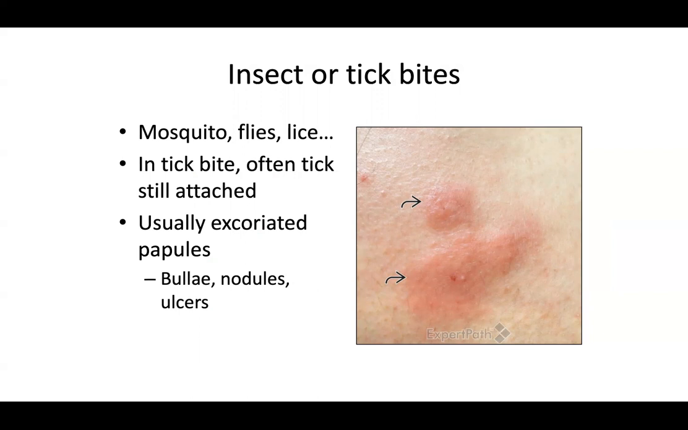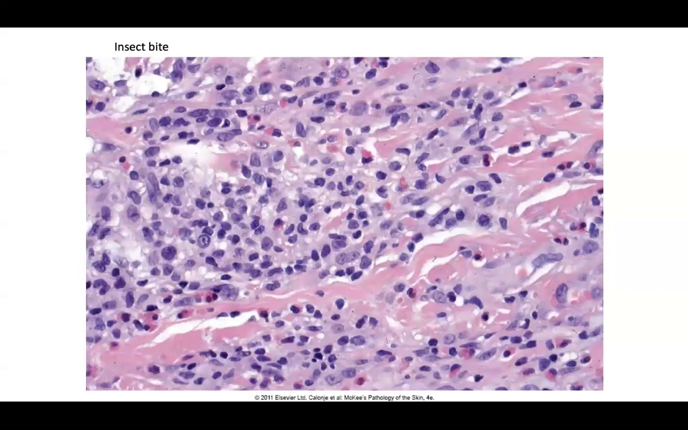It's pretty entertaining. So usually you can see excoriated papules, bullae, nodules, and ulcers, depending on how robust that inflammatory reaction is. So this is an example of just arthropod assault or an insect bite. You see diffuse lymphohistiocytic inflammation with scattered eosinophils.